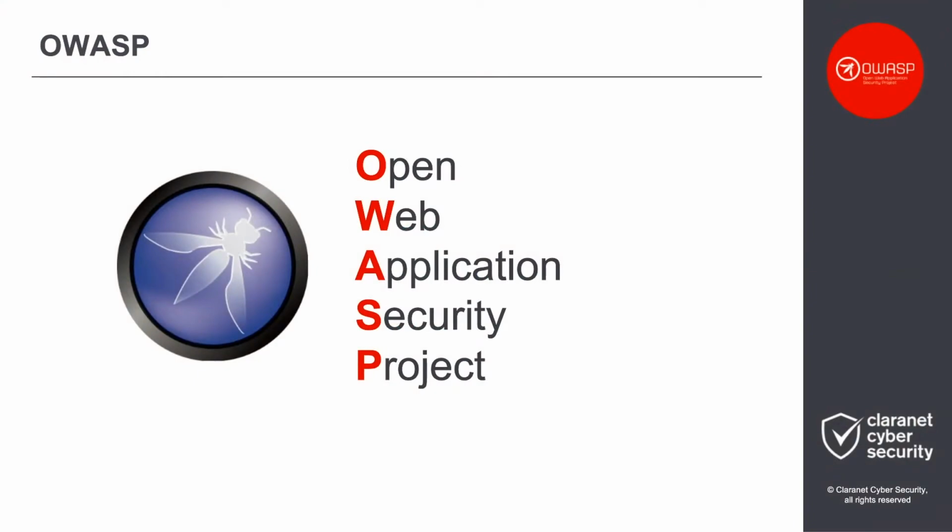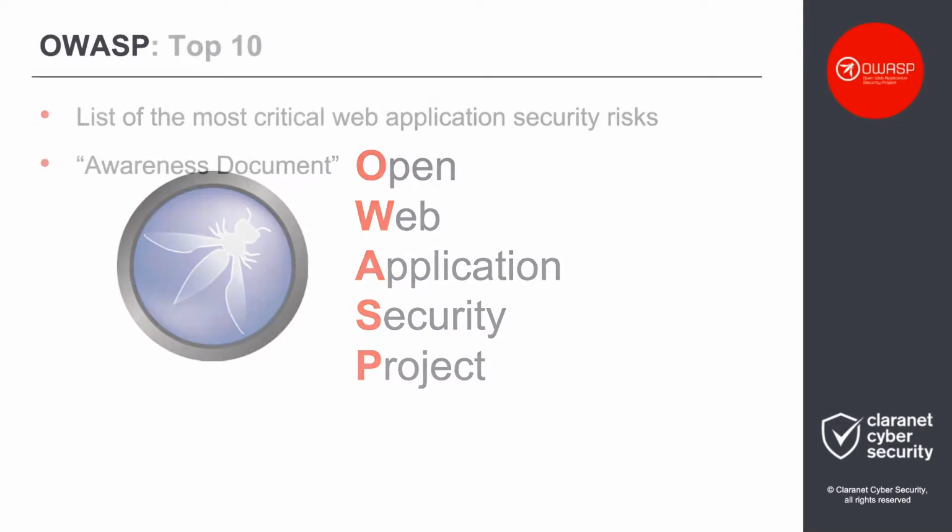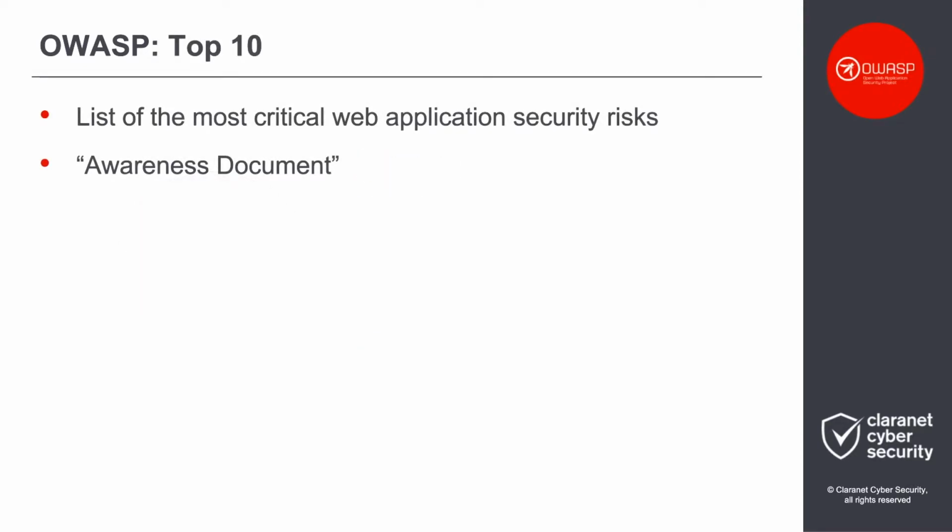So OWASP stands for the Open Web Application Security Project, and they believe in providing general cybersecurity advice for everyone, and that it should be completely free and freely available. The OWASP Top 10 list is a list of the most critical web application security risks as they see it, and they like to call this an awareness document.